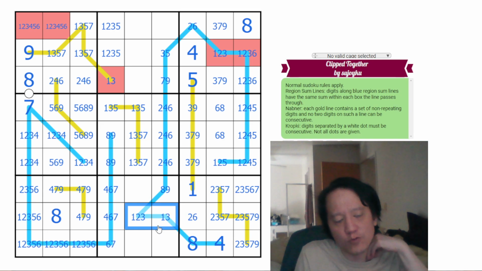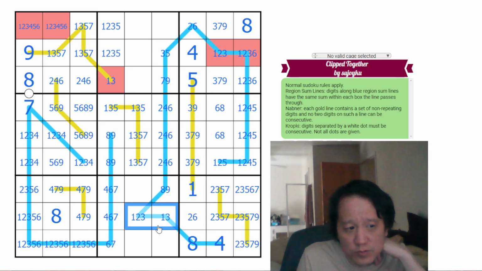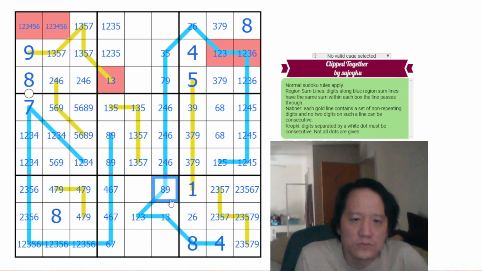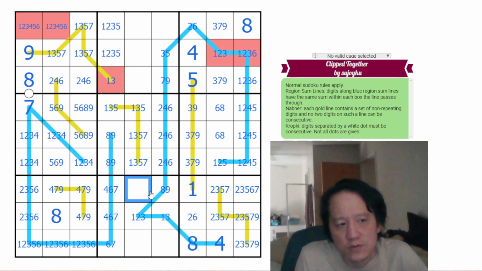Cannot have a 1, 4, 7. Can it be 2, 3, something? No, it's 12. So the 1 has to be here, which means this can't be 1. Okay. This can't be 8. 8 is one of these two. So there's no 1, there's no 4, 6, or 7.